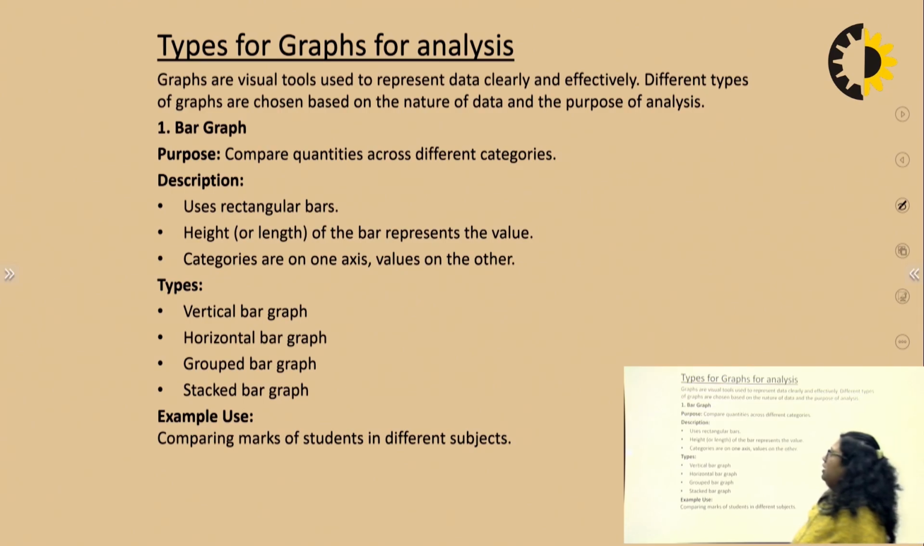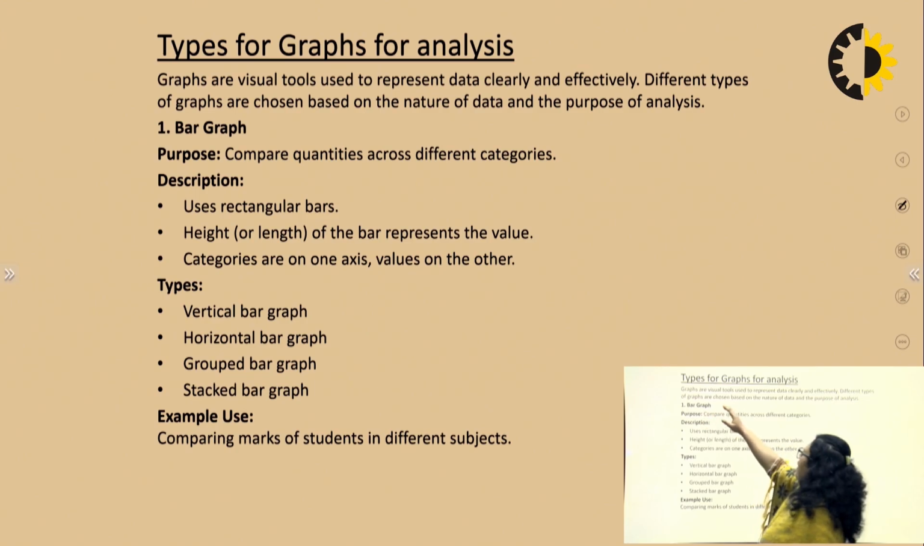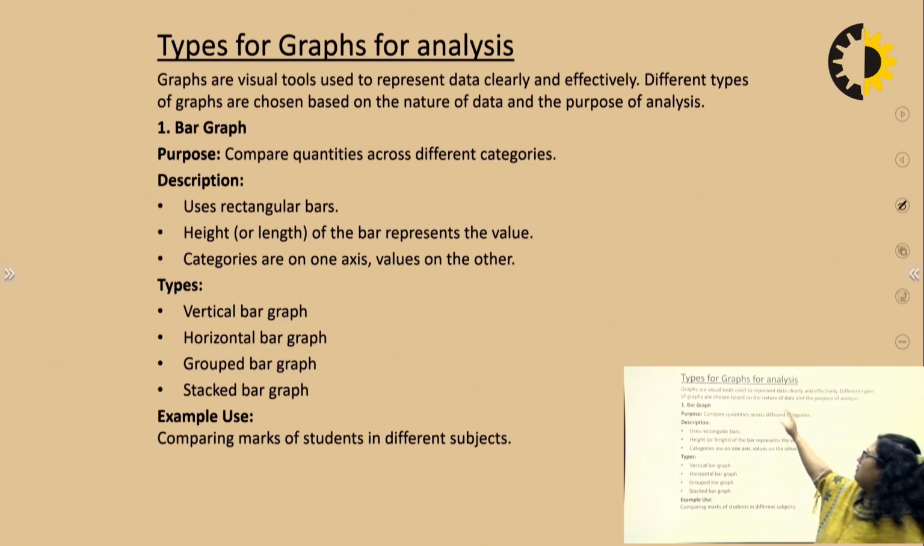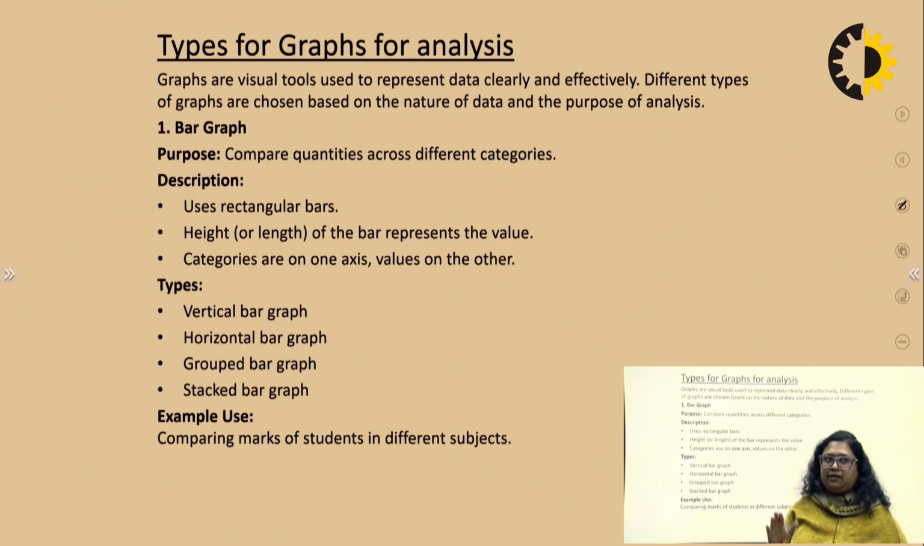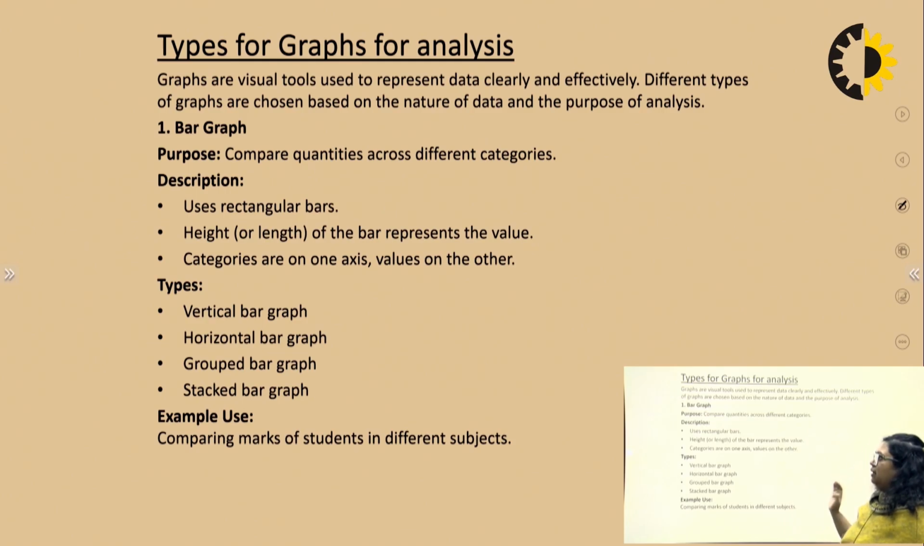For analysis purposes, we have different types of graphs. First we have the bar graph. So what is a bar graph? A bar graph compares quantities across different categories. We have studied graphs in the form of bars. In the description, it is represented by rectangular bars. The height of the bar represents values, with categories on one axis and values on the other. In this way we represent the bar graph.